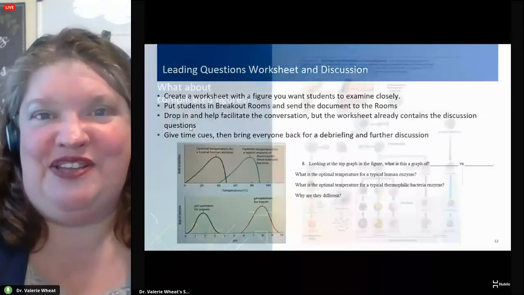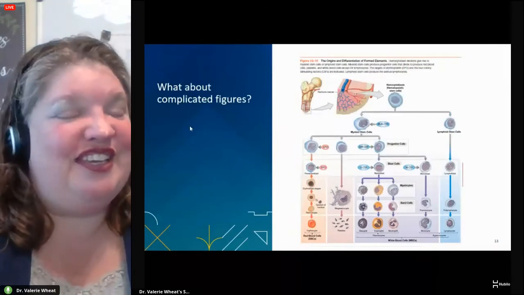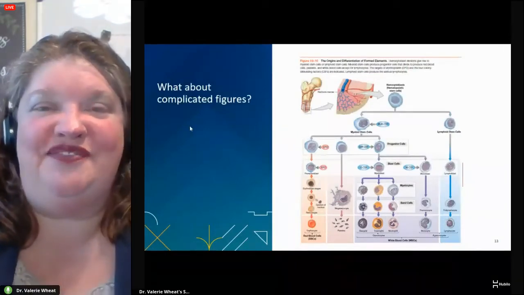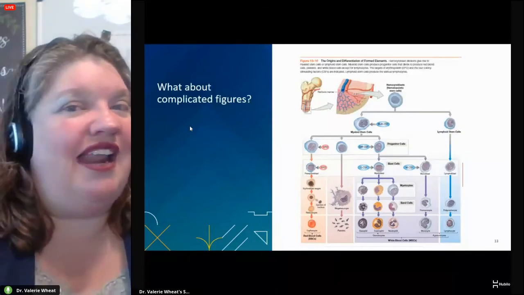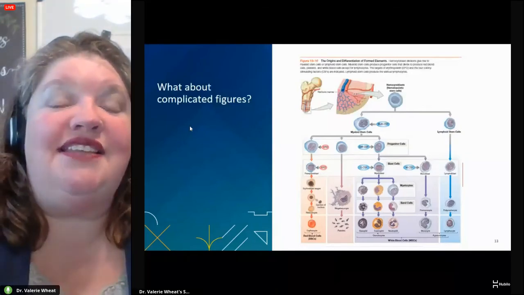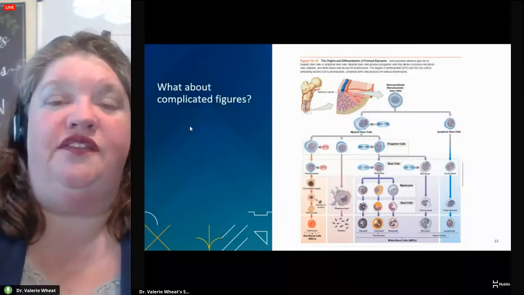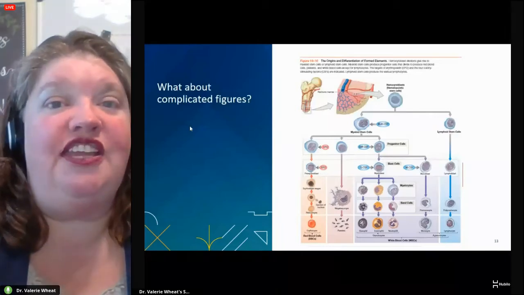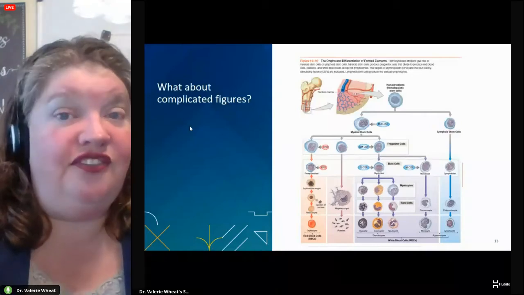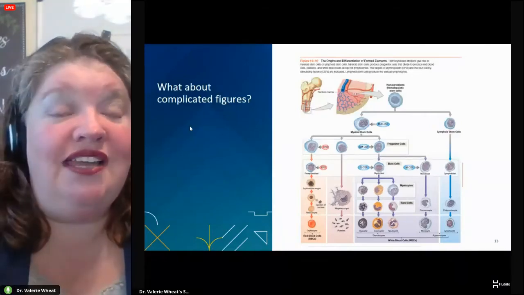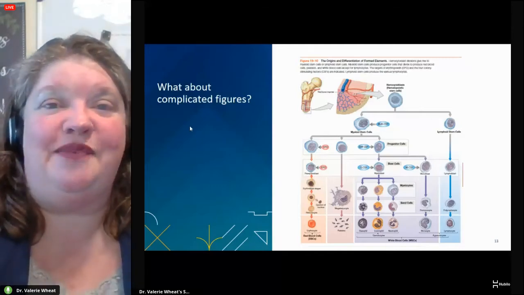Now, what about when our figures are really complicated? This is a figure that I use when I'm teaching anatomy and physiology too. This is about blood cell development. There's a lot happening here. I designed an entire 1-hour synchronous session just around this one figure, because this is the kind of figure that students are likely to skip over. It looks tough. There's a lot going on, and it looks like it's going to be hard work. And so it's just easier to skip over it.